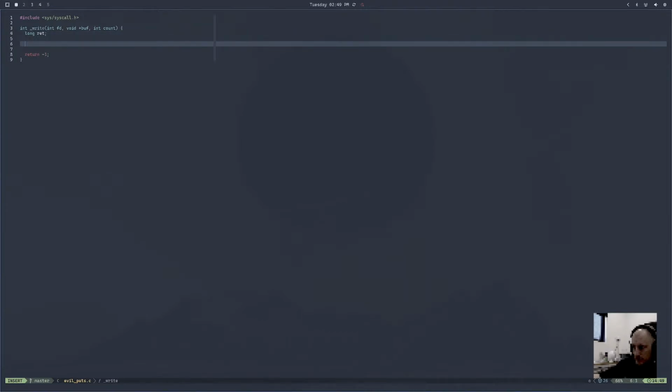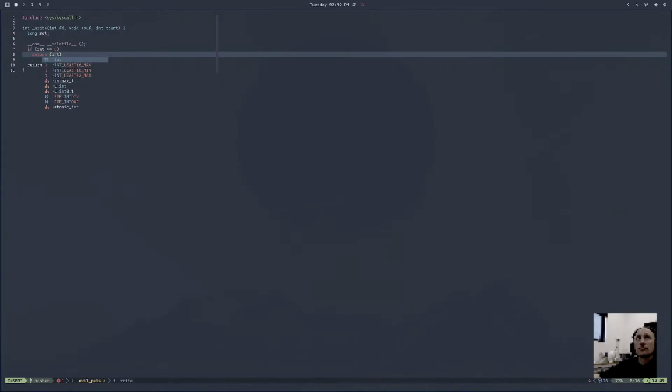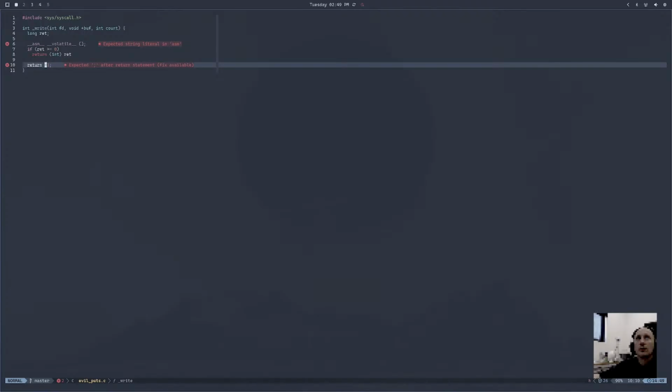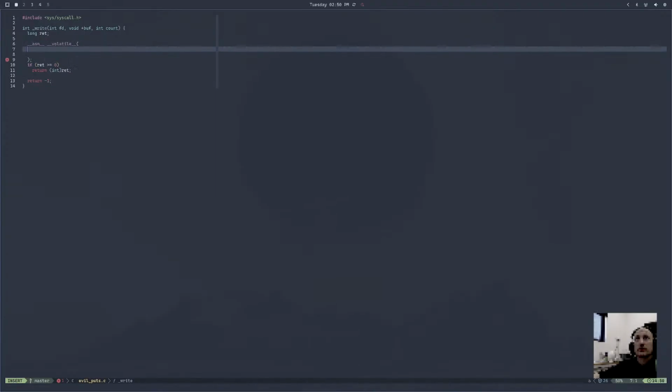And then in here we have asm volatile. If ret is greater than or equal to 0, then return int ret. There you go.